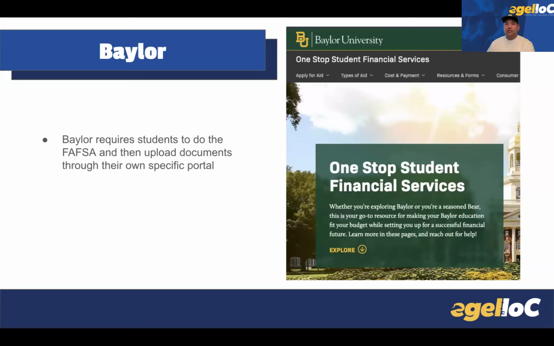Okay. Baylor is another school. Baylor requires students to do the FAFSA, but they don't require the CSS, and they want you to upload documents through their own specific portal. So the first, USC, was FAFSA, CSS, and then additional documents. Baylor is FAFSA and then additional documents.